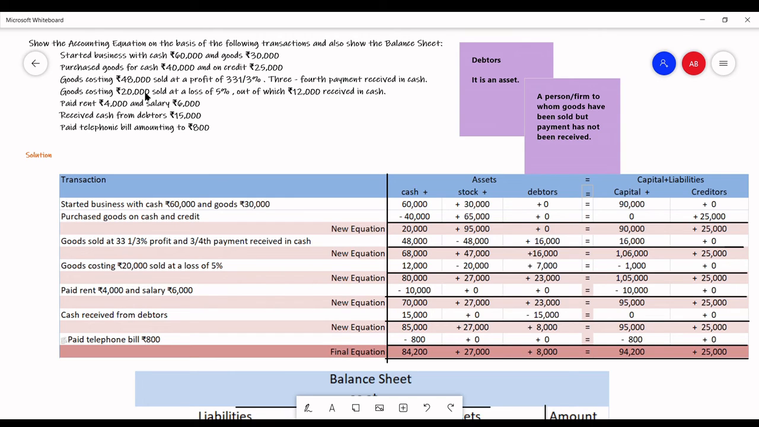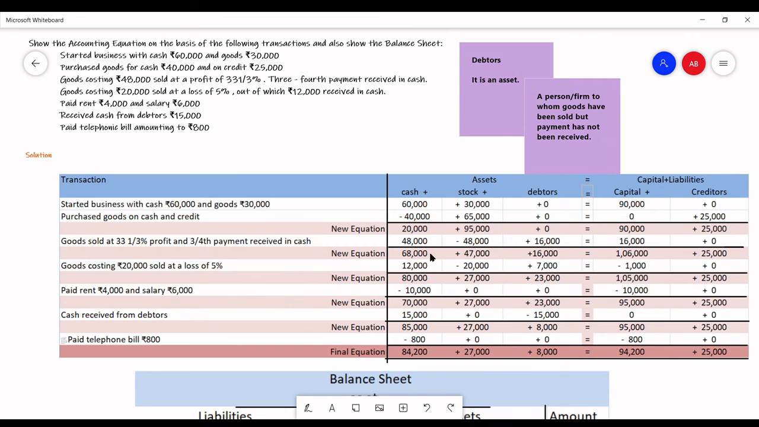So 5% on 20,000 is an amount of rupees 1,000. Being a loss, I have deducted it from my capital. The later part of the transaction mentions that out of this total amount, only 12,000 is received in cash. So I have written 12,000 in my cash. I have received the money, so my cash will increase by 12,000. And the later part, which I have not received yet, but I'm going to receive it in the future, increases our debtors as well by an amount of 7,000.